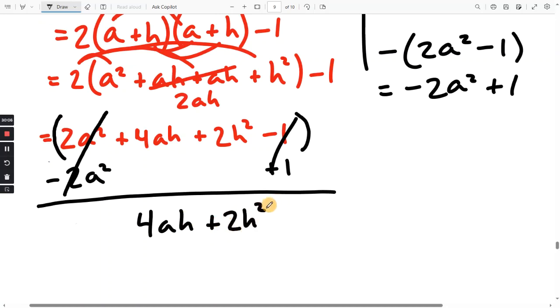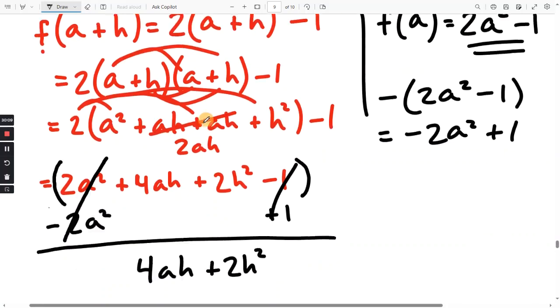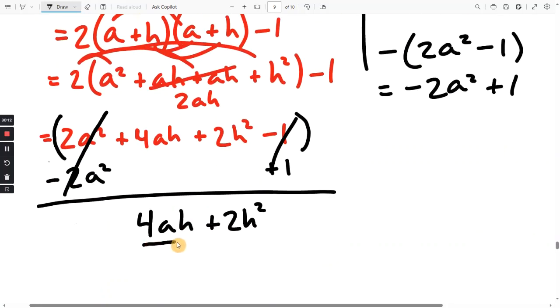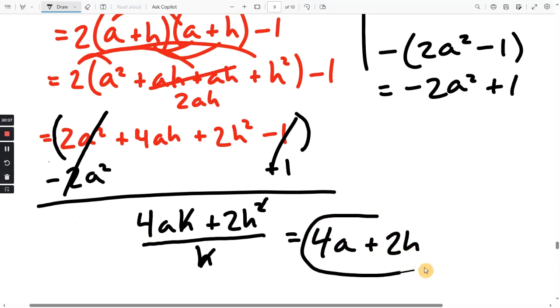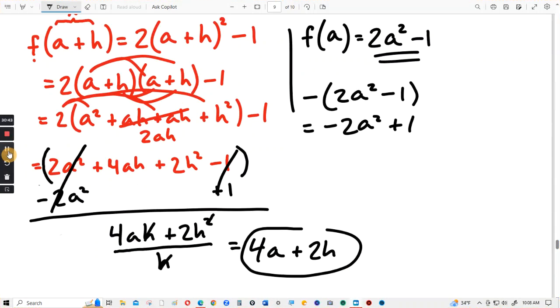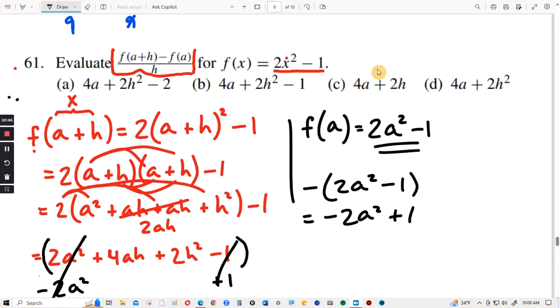All right, the final step is to divide the whole thing by h. So if we divide this by h, h over h cancels, and h squared divided by h is just h. Remember, when it's added or subtracted over a common denominator, you have to cancel on both. So that's going to be 4a plus 2h. Answer C.